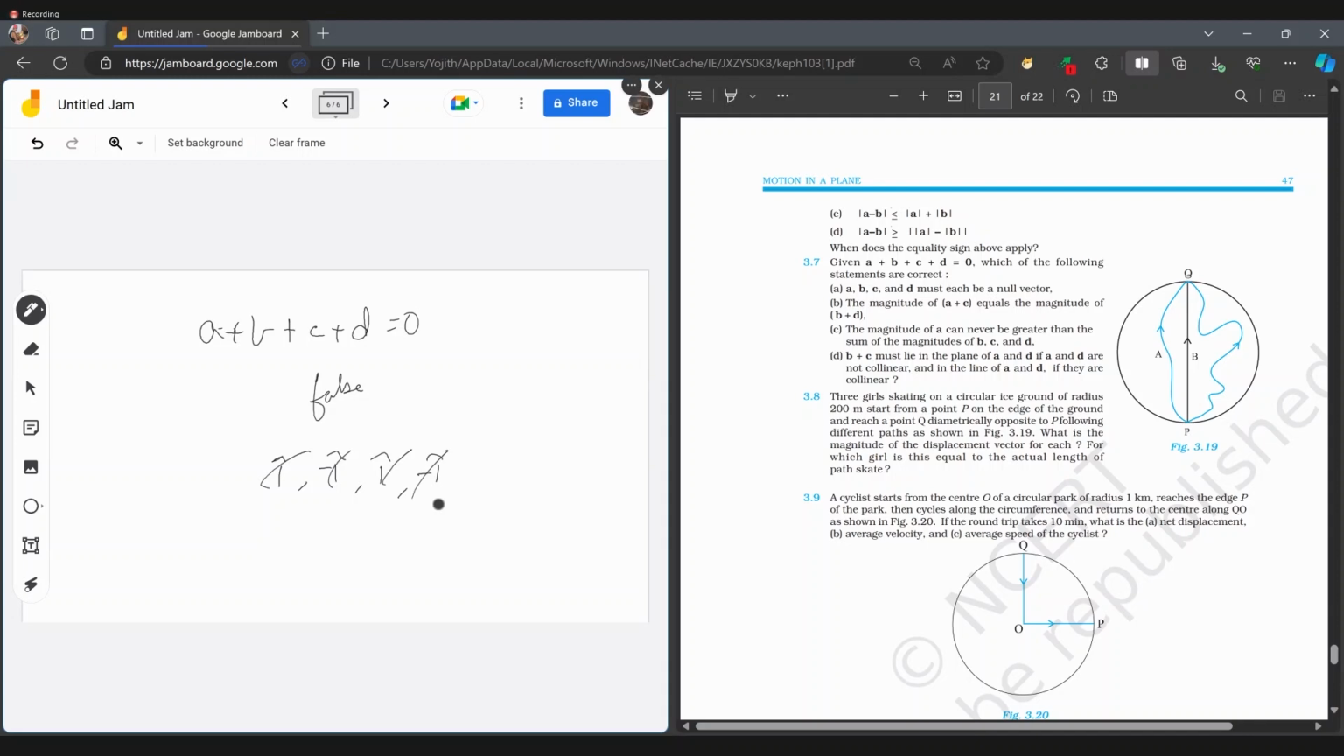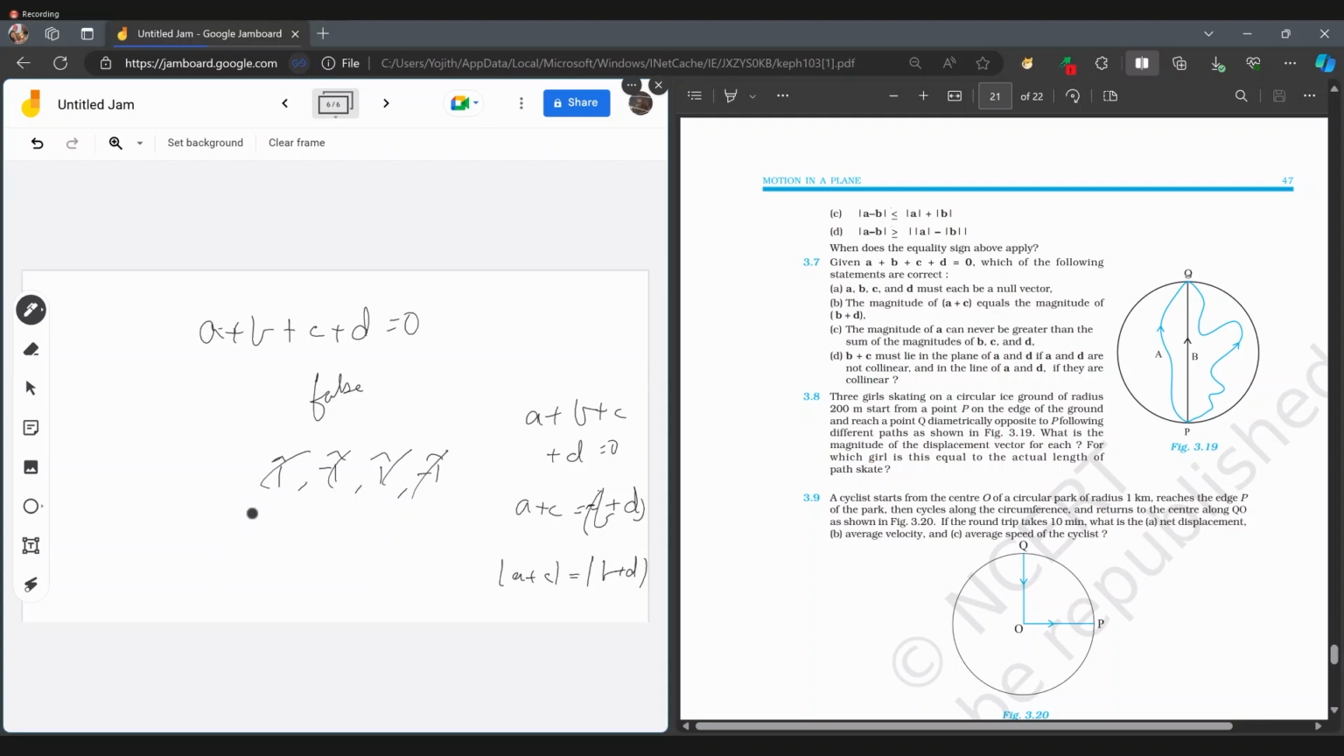Next, the magnitude of A plus C equals the magnitude of B plus D. True. ఎందుకంటే let us see here, A plus B plus C plus D is equal to 0. So A plus C is equal to minus of B plus D కదా. సో రెండింటి మీద మాడ్యులస్ పెడితే mod of A plus C is equal to mod of B plus D వస్తుంది.